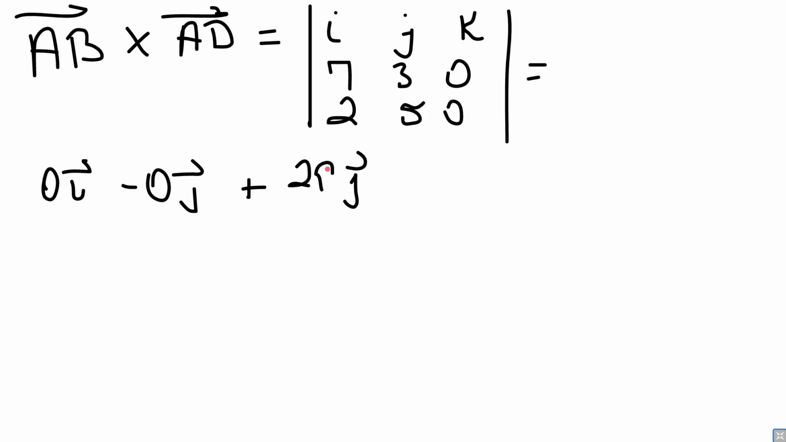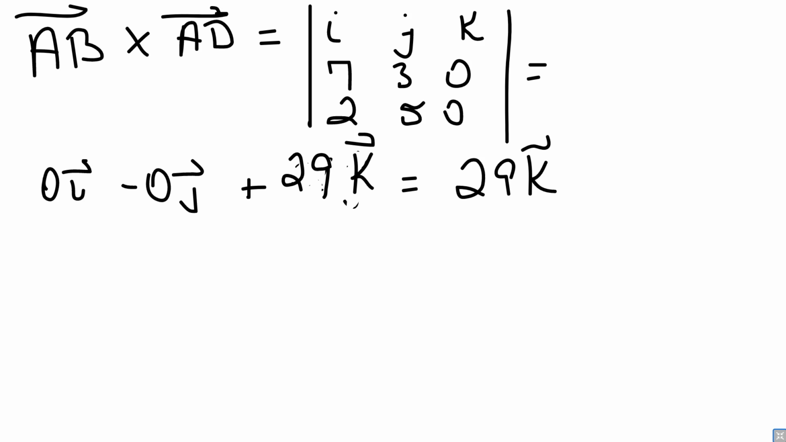Is this what you came up with as far as the vector is concerned? If I can write the correct letter at the end, it will make sense. How about k there? So this is our vector, and if you simply wrote it as 29k, that's fine also.